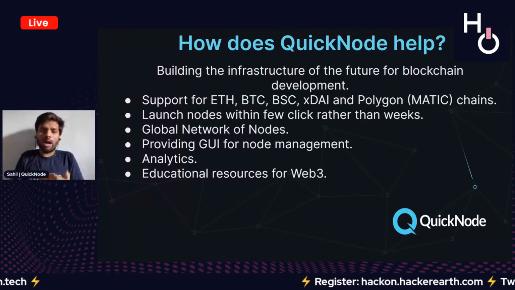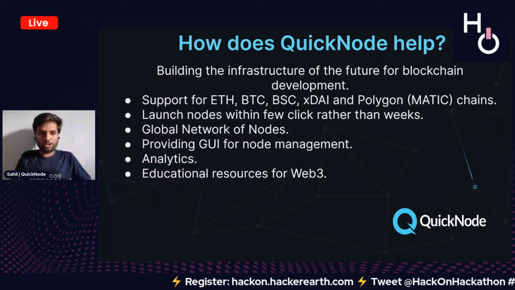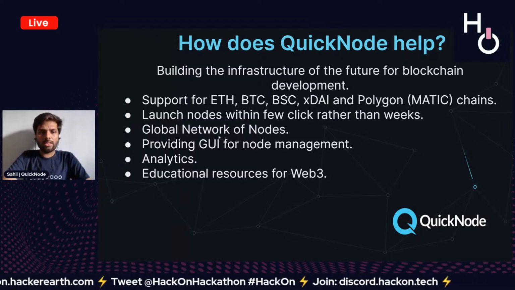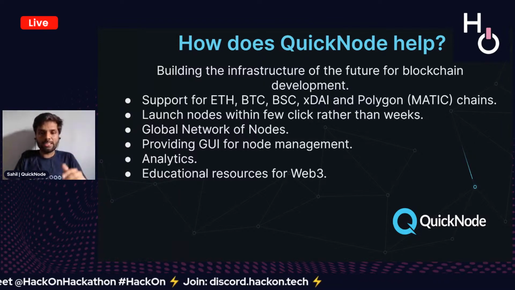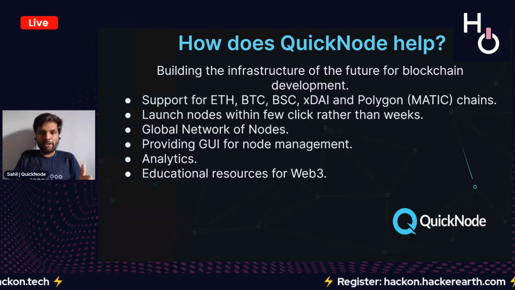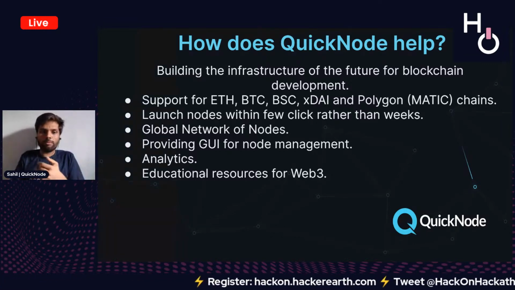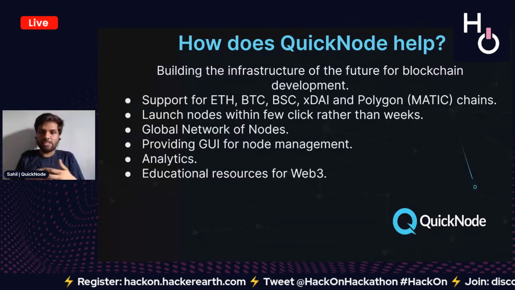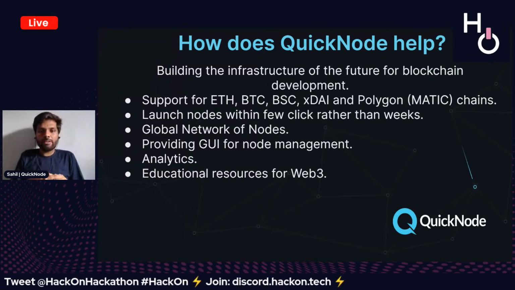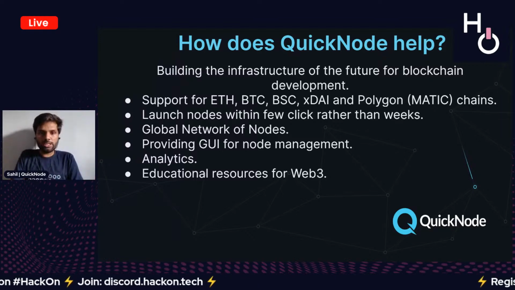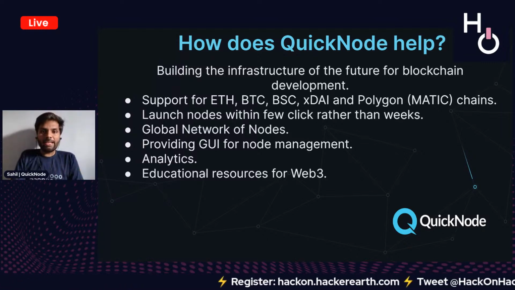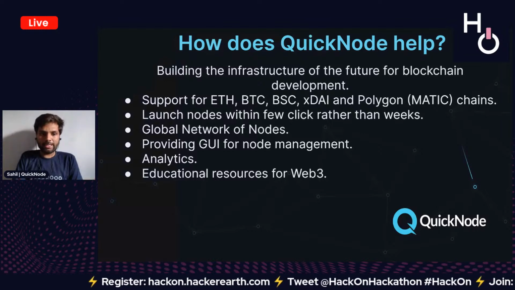So now you may ask how QuickNode helps us deploy smart contracts or get information from those smart contracts. What QuickNode does is give you access to these blockchains via their nodes. QuickNode has different nodes deployed all over the world. We support Ethereum, BSC, which is Binance Smart Chain, Bitcoin Network, XDAI Network, and Polygon, which was previously called Matic Network. If you want to work with any of these blockchains, you can use QuickNode's node, get data from the blockchain, and work with that data.